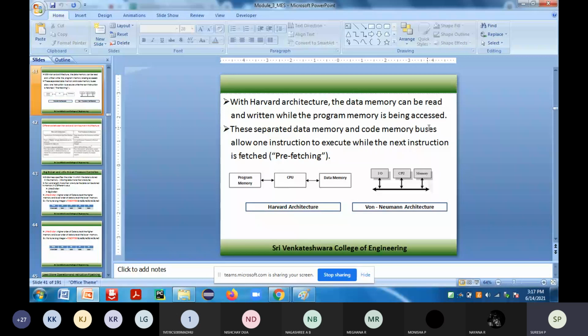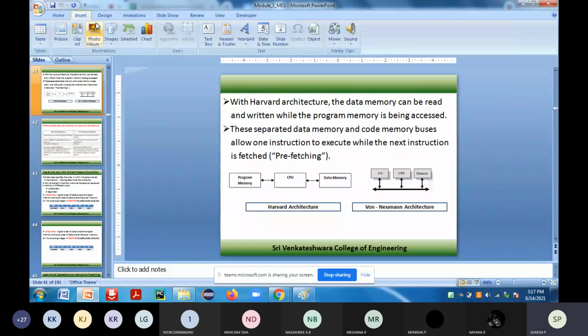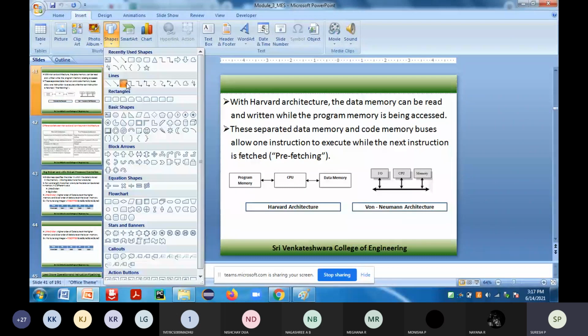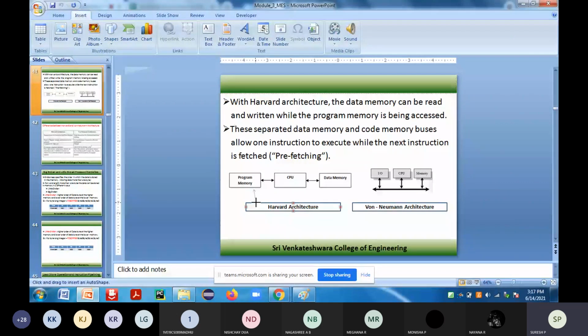Now the advantage of the Harvard architecture: you can see it here. You have the program memory as well as the data memory. Here we have not specified the bus, so just specify the bus here. It has two buses, the specified buses which are connected here.